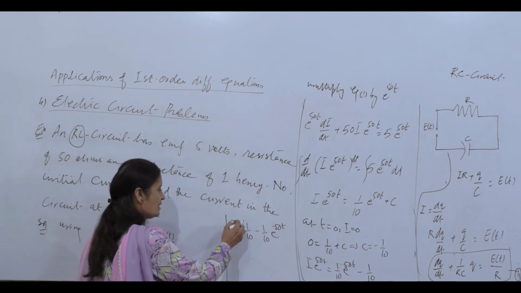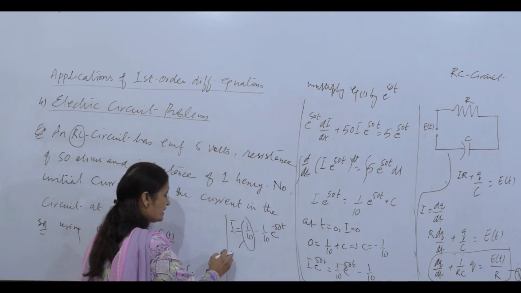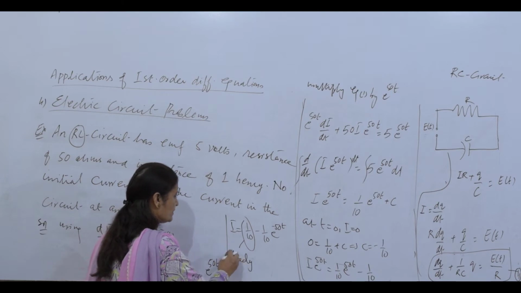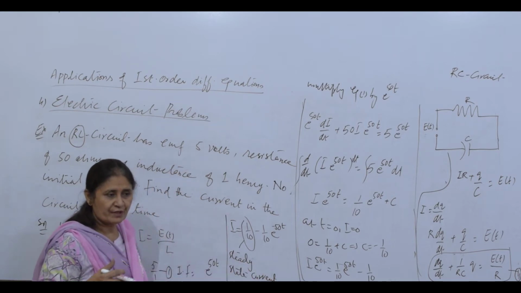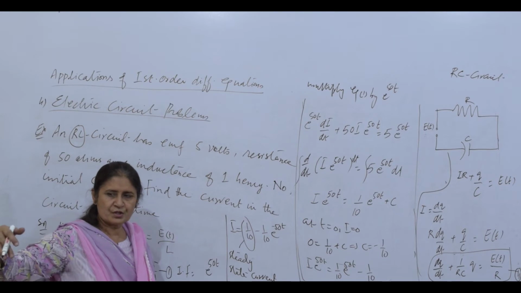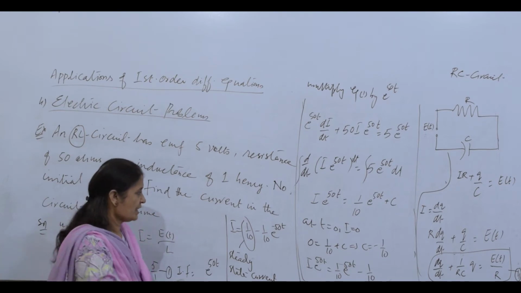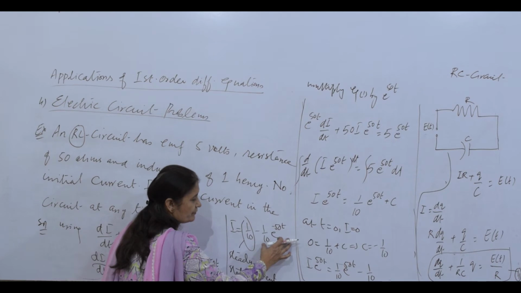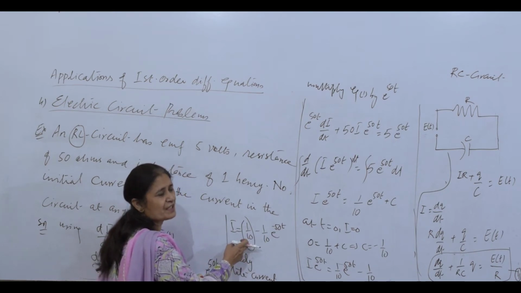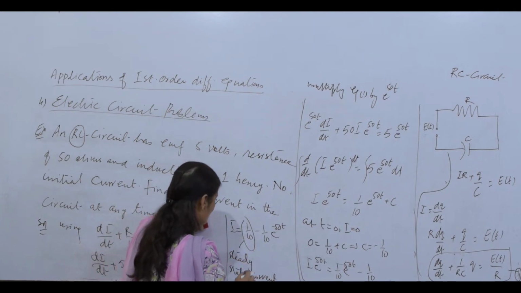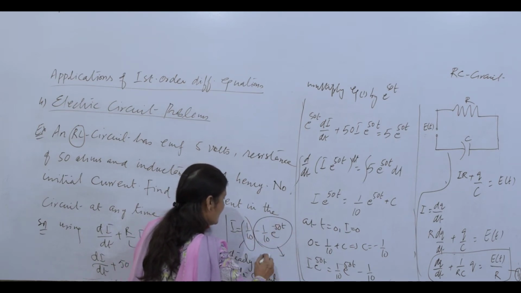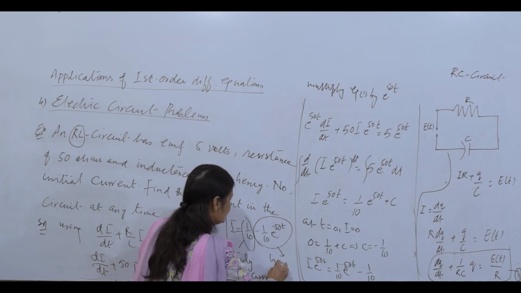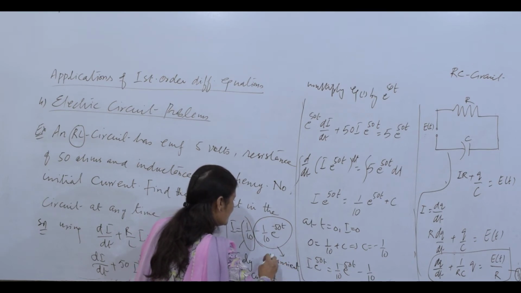Here, 1 by 10 is the steady state current. It remains in the circuit because as time becomes larger and larger and goes to infinity, the other part vanishes. Still, this is the part which remains in the circuit. So this is the steady state current, and the negative exponential is the transient current.